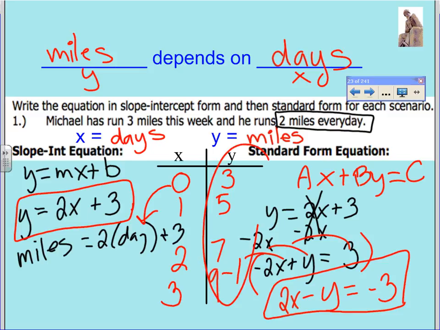Awesome. The total miles increases by 2 every day. Isn't that what the problem says? 2 miles every day. Okay, you should be really good at that scenario. Any questions on that one?